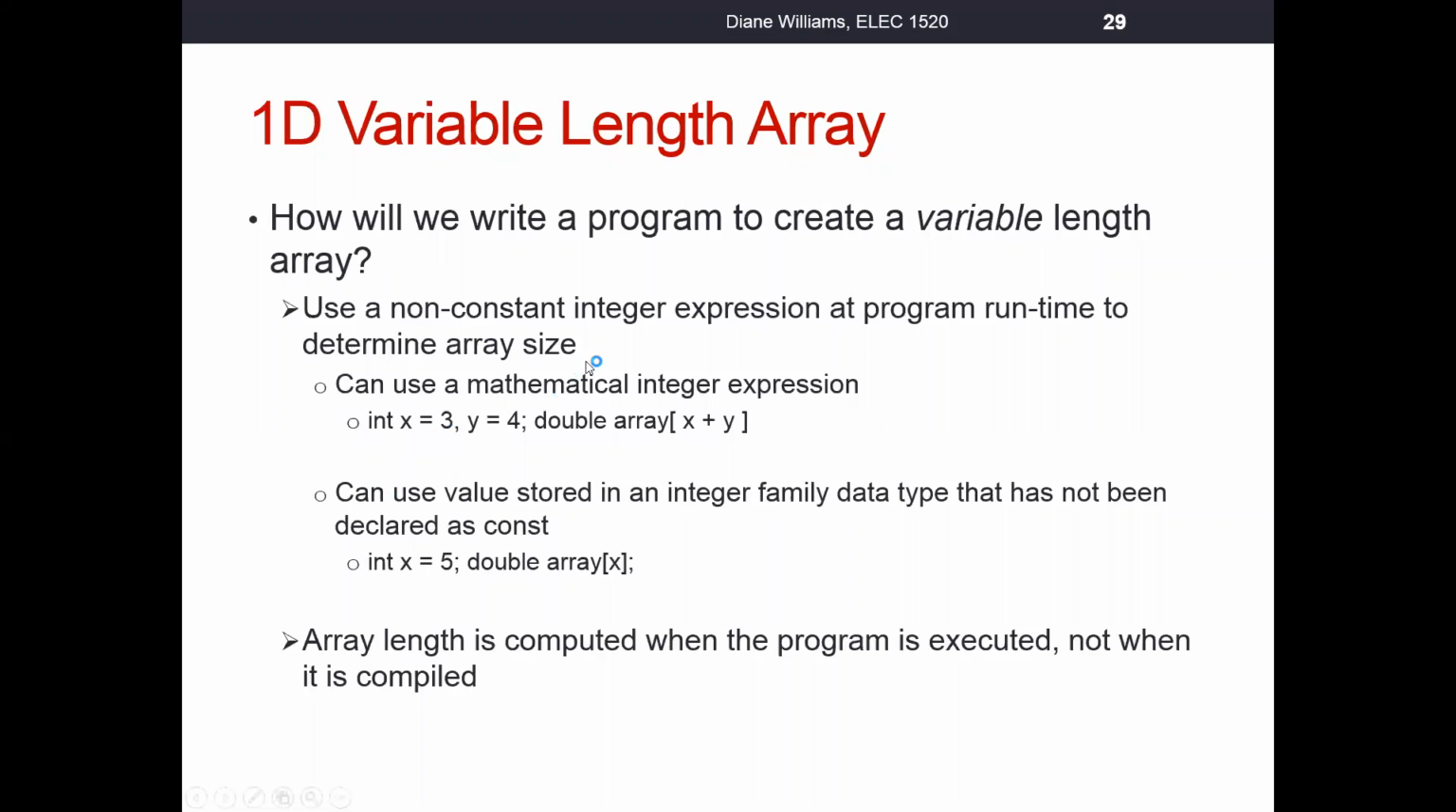So a variable length array uses a non-constant integer expression. It still has to be an integer expression for the size. It just means we use whatever number is stored in some variable to determine array size. You can actually use a mathematical expression. So if we had x and y, we could declare an array that's of size x plus y, or use a variable stored in memory as well. So I said the array length is computed when the program is actually executed, not when it's compiled.